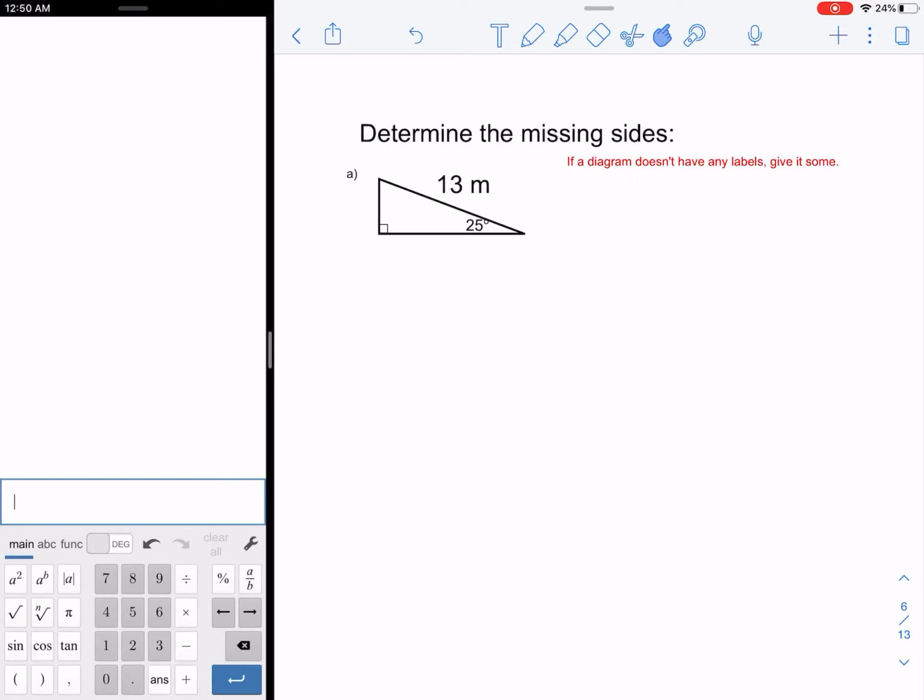But the first thing that you should do is, if a diagram doesn't have any labels on it, so all you've got is just some numbers telling you how long things are or how big angles are, then give it some generic labels, like not opposite, hypotenuse, not those. So we could call this X and we could call this Y, and then we could just call this angle here angle theta. Remember before I said that we often use Greek letters to represent angles, so that's what we're going to do in this case. Okay, so now you can stop the video and try and find X and Y.